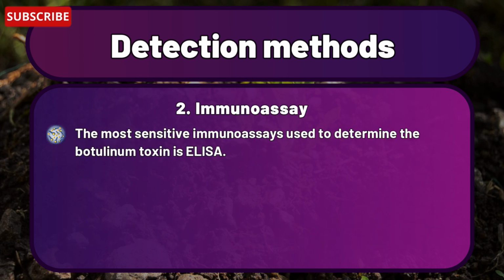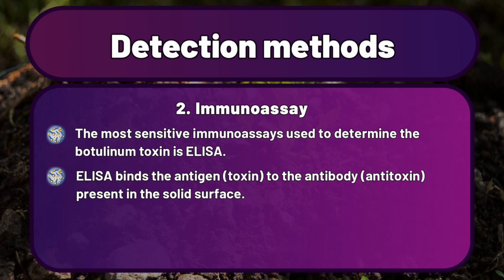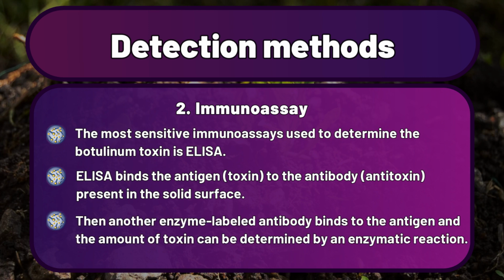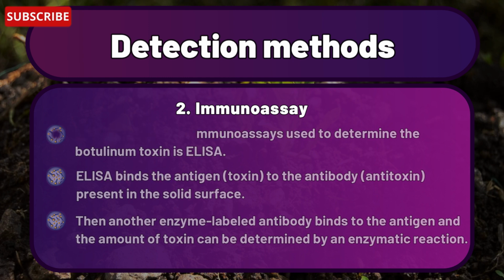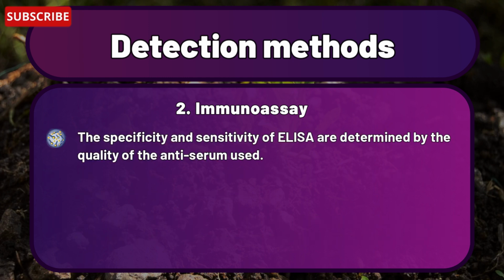Number 2. Immunoassay. The most sensitive immunoassay used to determine the botulinum toxin is ELISA. ELISA binds the antigen toxin to the antibody antitoxins present in the solid surface. Then, another enzyme-labeled antibody binds to the antigen, and the amount of toxins can be determined by enzymatic reaction. The specificity and sensitivity of ELISA are determined by the quality of antiserum used.